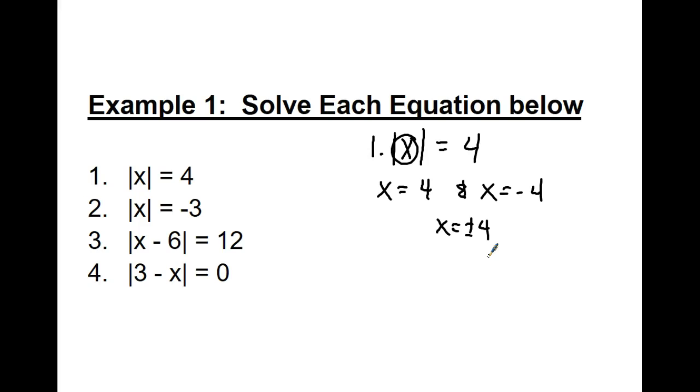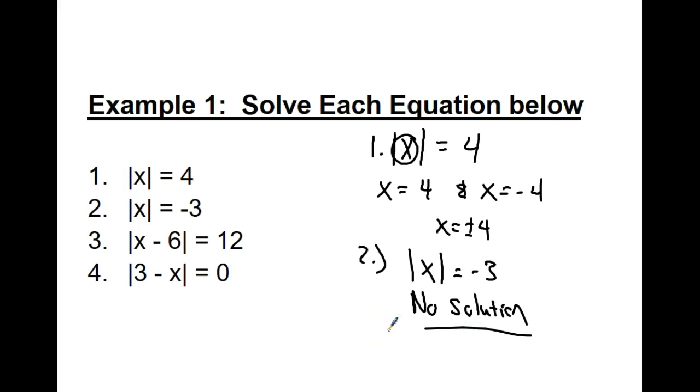All right, let's go ahead and take a look at number 2. Absolute value of x equals -3. No solution. Absolute values can't equal negative numbers, right? That's not possible. Go ahead and write down number 3.